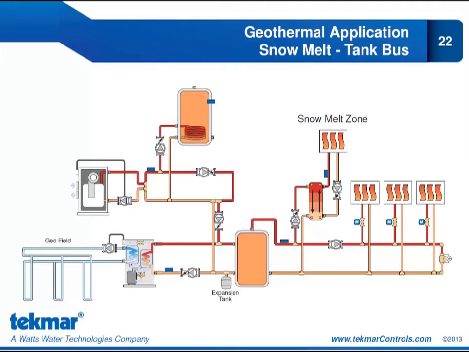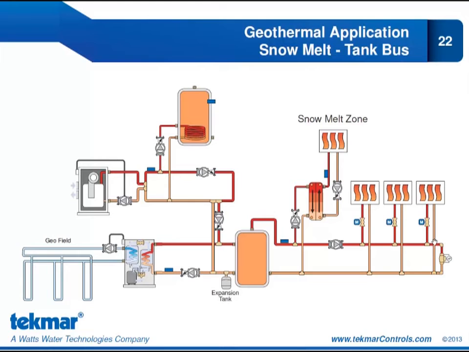Now off the tank loop, I have my one snow melt zone and I have 3 radiant zones. So I'm pulling off the tank loop to a heat exchanger. The other side of my heat exchanger is going to my snow melt zone. And further on down the loop, I have each of my 3 radiant zones.